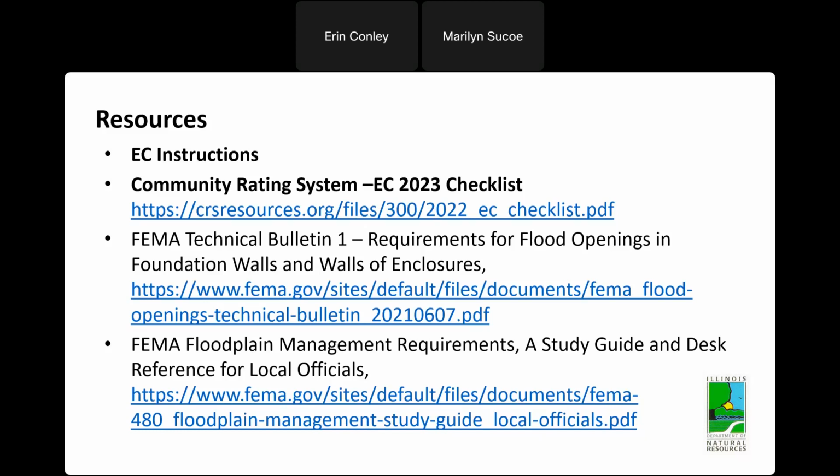And I skipped the first bullet point, which is the EC instructions. In this elevation certificate, every single point of data has an explanation of what they want. And those instructions should be used. They are excellent, and you should read the instructions. Finally, when you have flood openings, there is Technical Bulletin 1, and we'll talk about that when we get to the flood opening section, and then there's FEMA's study guide and desk reference for local officials.